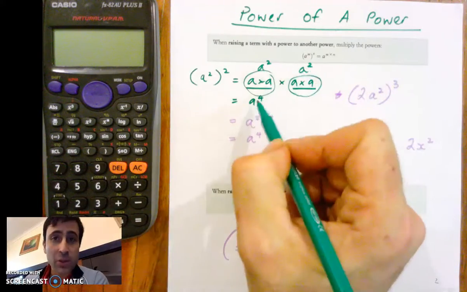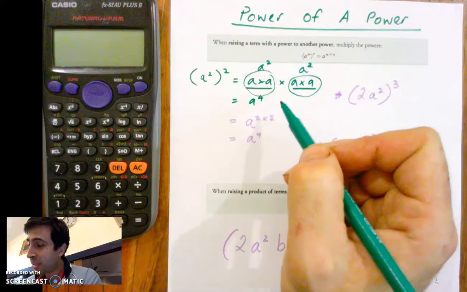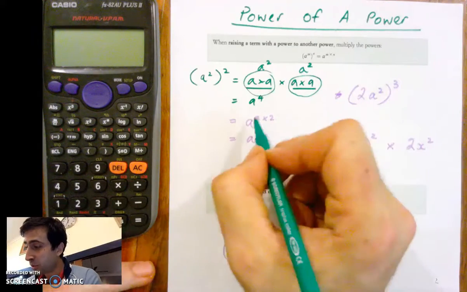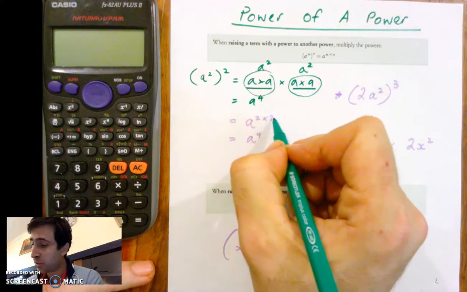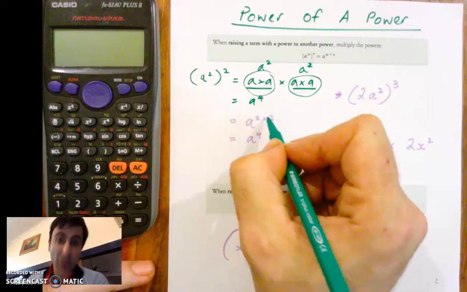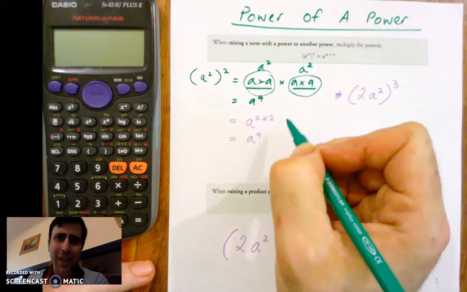Now, if we were going to use this index law, we would just say a squared times by 2, or a to the power of 2 times by 2, which is just a to the power of 4. It's a lot less messy. And it's pretty and purple.